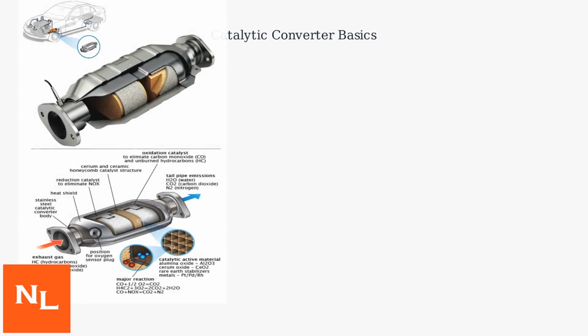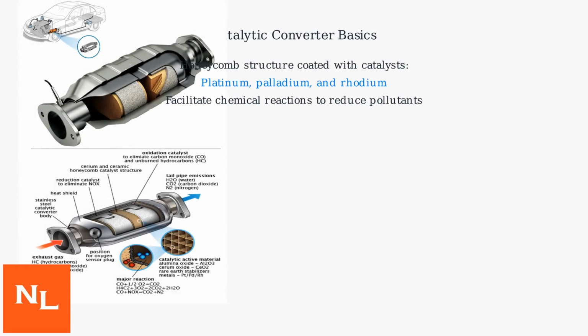A catalytic converter contains a honeycomb structure coated with precious metal catalysts like platinum, palladium, and rhodium. These catalysts facilitate chemical reactions that convert harmful exhaust pollutants into less harmful substances.